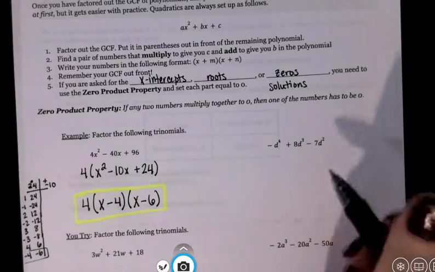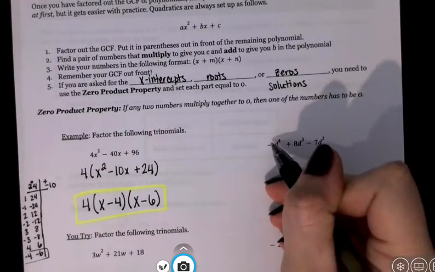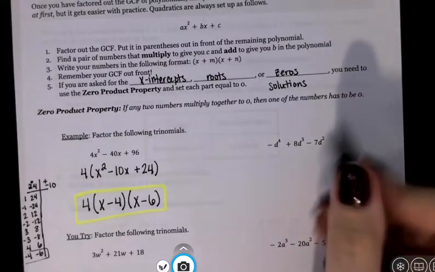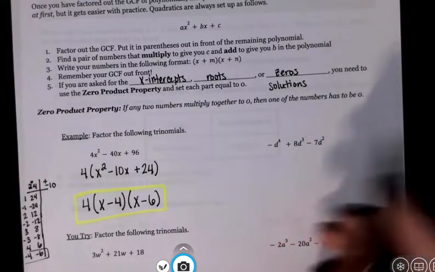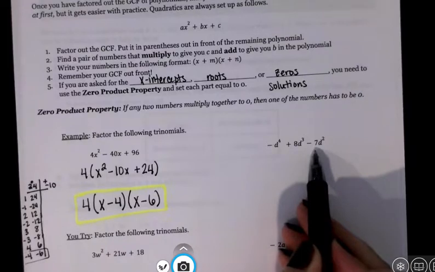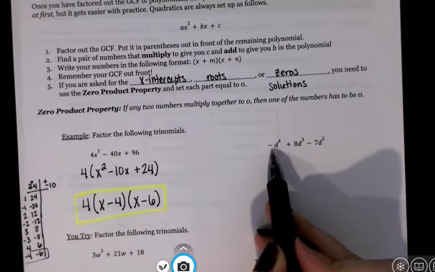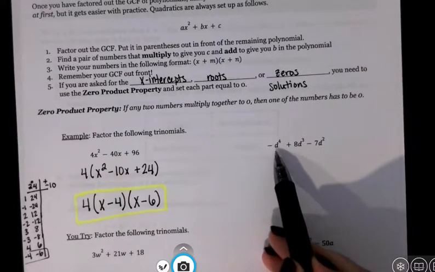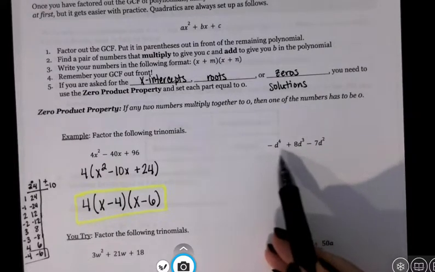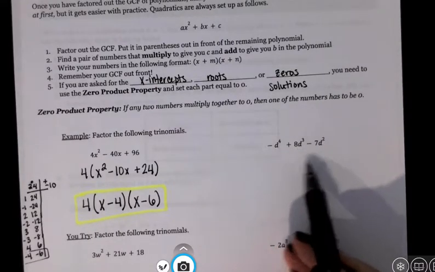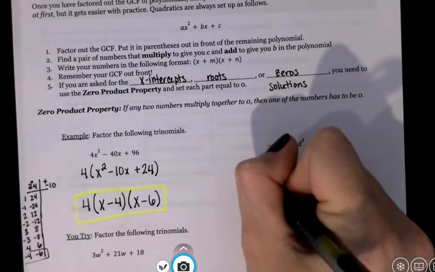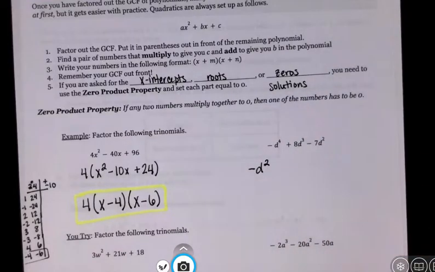For the one on the right, I notice my first term here is negative, so I know my GCF will also be negative. There is an invisible 1 here, so I have 1, 8, and 7. Well, since this is 1, my GCF has to be 1, so I know my GCF is -1, and then I look at my variables, and I can pull 2 D's from each term. So my GCF is going to be -D squared or -1D squared.